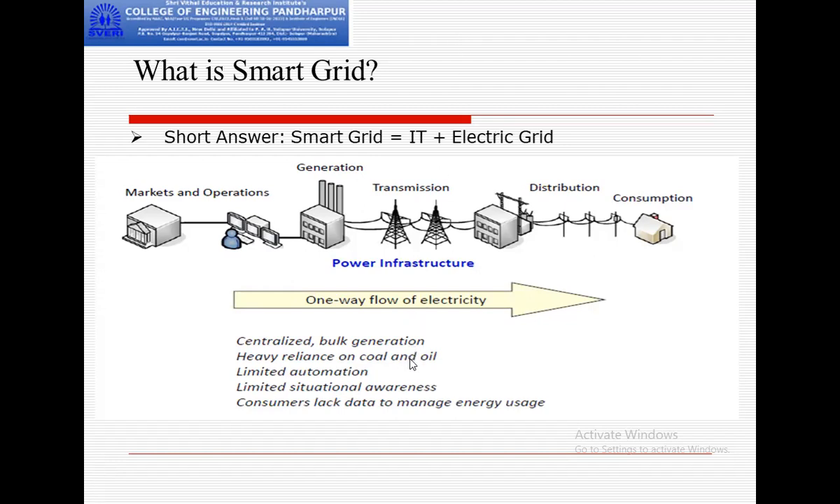So you can see market and operation, generation, transmission, distribution, consumption, one way flow of electricity. What is again the advantage of smart grid? The existing grid has centralized and bulk generation, heavy reliance on coal and oil, limited automation, limited situational awareness, and consumers lack data to manage. So this is telling the limitations of the existing grid.